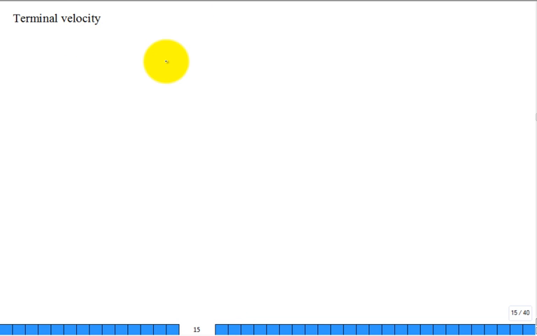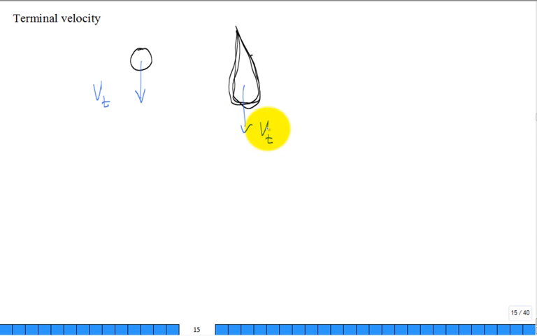Okay, terminal velocity. I take an object and I drop it in the fluid. It could be a ball. It could be some teardrop shaped object. That doesn't look too much like a teardrop, but there it is. And it's going to reach some velocity, which is called the terminal velocity. What is that terminal velocity, v sub t? How do you calculate it?